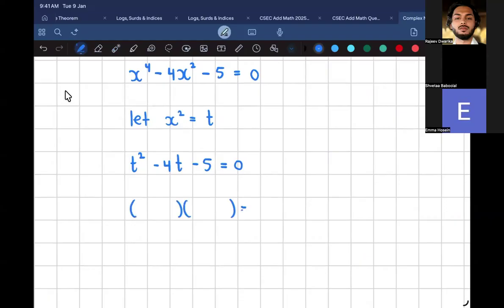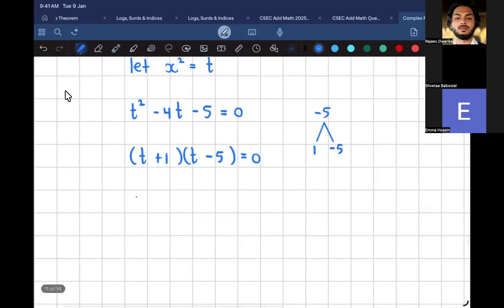To get t squared, that's going to be t by t. We're looking at numbers that multiply to give us minus 5, but add to give minus 4. What two numbers can I multiply to get minus 5, but add to get minus 4? Plus 1 and minus 5. When you solve for t, you're going to get t is equal to minus 1, and t is equal to 5. Which one is valid though? t is equal to 5.